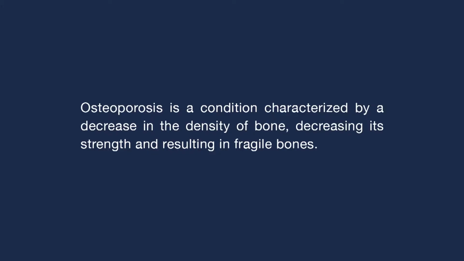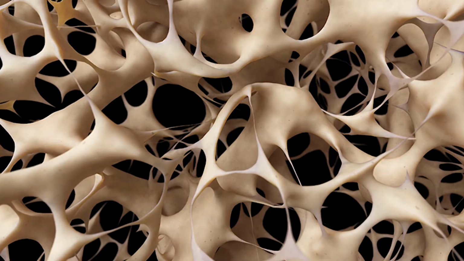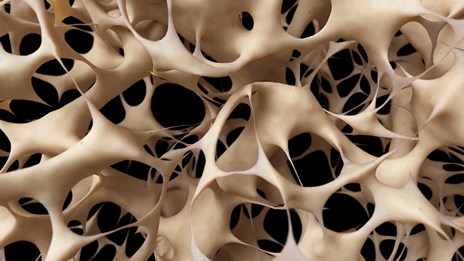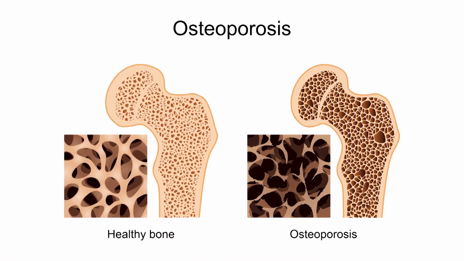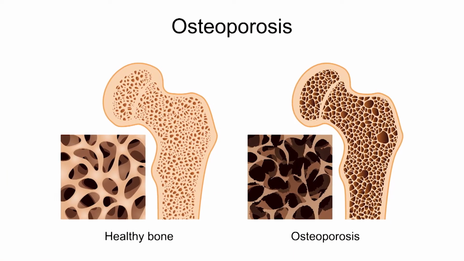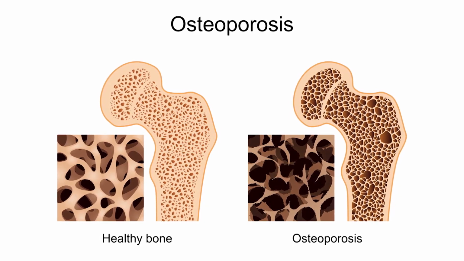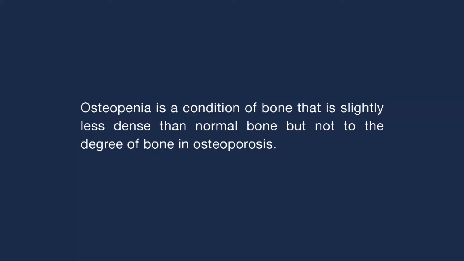Osteoporosis is a condition characterized by a decrease in the density of bone, decreasing its strength and resulting in fragile bones. Osteoporosis literally leads to abnormally absorbent bone that is compressible like a sponge. This disorder of the skeleton weakens the bone and results in frequent fractures in the bones. Osteopenia by definition is a condition of bone that is slightly less dense than normal bone but not to the degree of bone in osteoporosis.